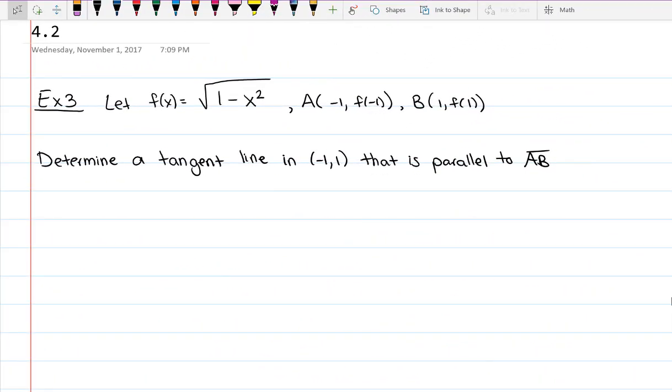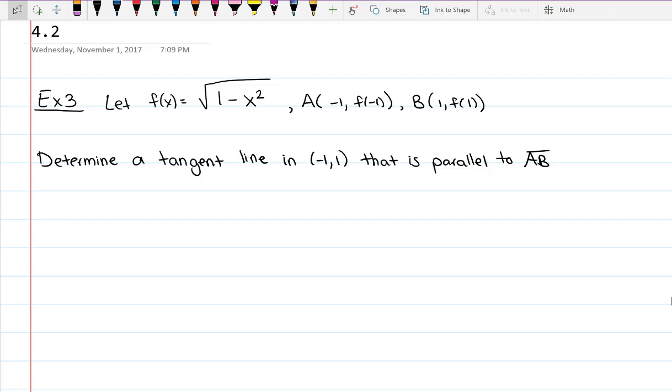We're going to let f of x equal the square root of 1 minus x squared. And we're going to have the points A, which is at negative 1, comma f of negative 1, and B, 1, comma f of 1. And I want to determine the tangent line in the interval negative 1 to 1 that is parallel to the line formed by intersecting A and B.